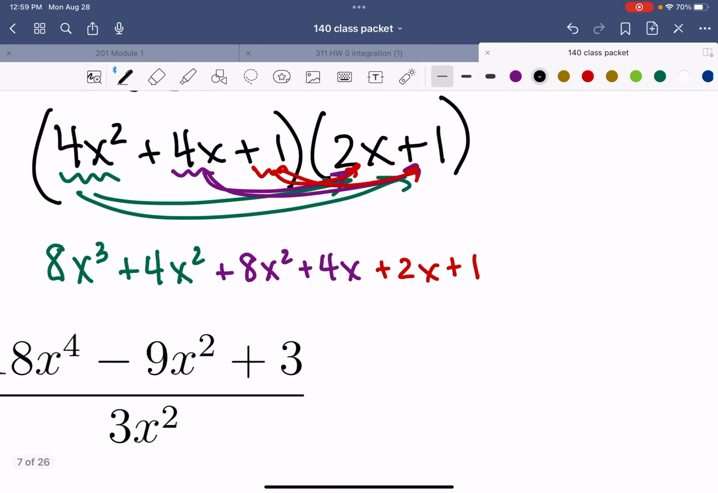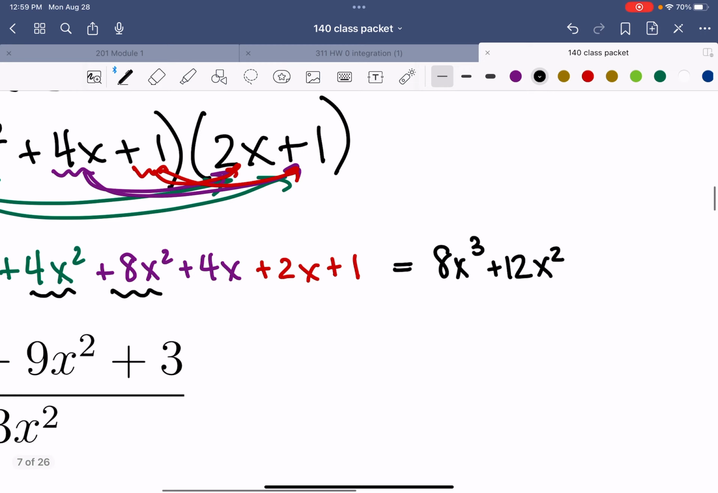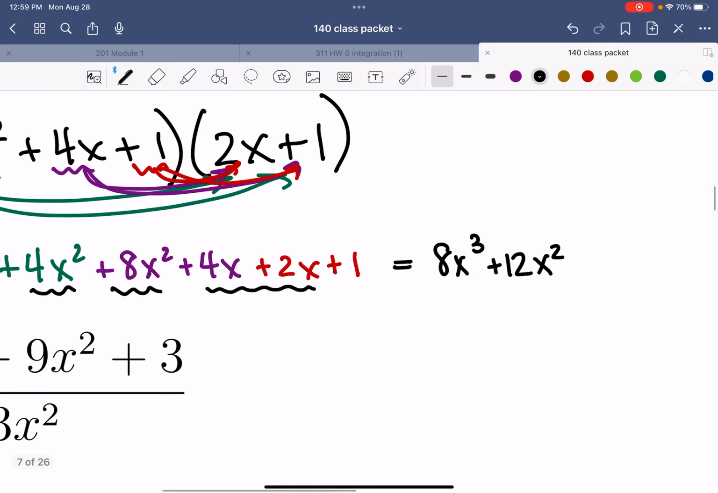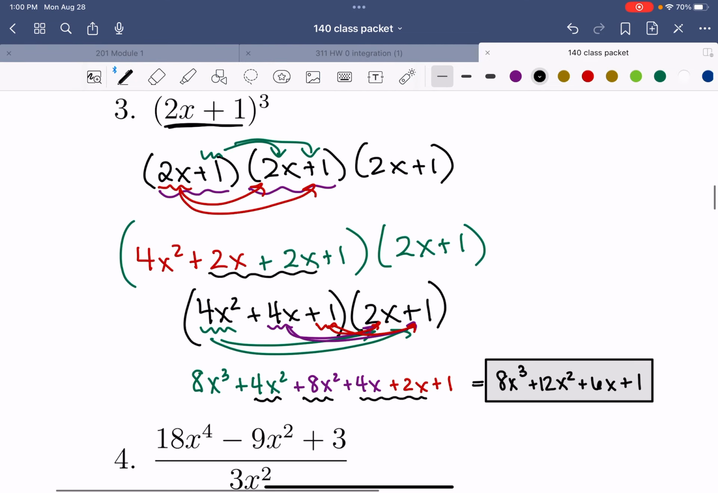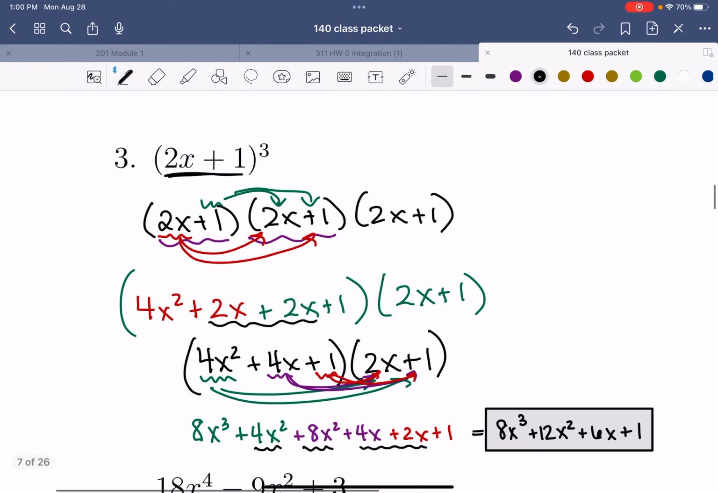Then we clean it up by combining any of our like terms. So we've got an 8x cubed. I've got 2x squared terms, so that will give me 12x squared. And then we have 2x terms, so plus 6x, and then plus 1. Okay, so a lot more steps on that one, but still doable for us.